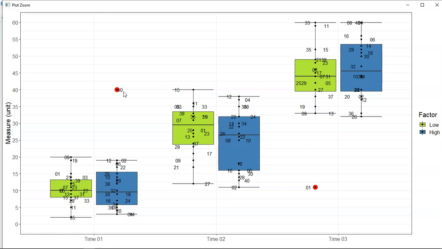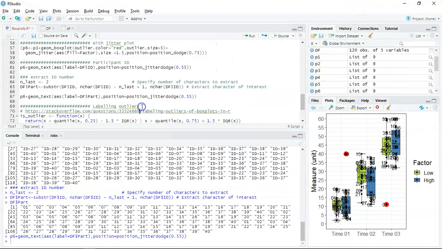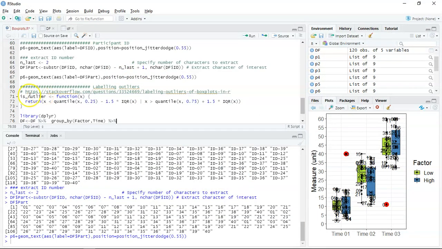So I just wanted to finish up this video by showing you a small bit of script to show how you could label outliers as a default mechanism when you're producing box plots. Coming back here, I'm going to use a function called isOutlier, so whether or not something is an outlier.